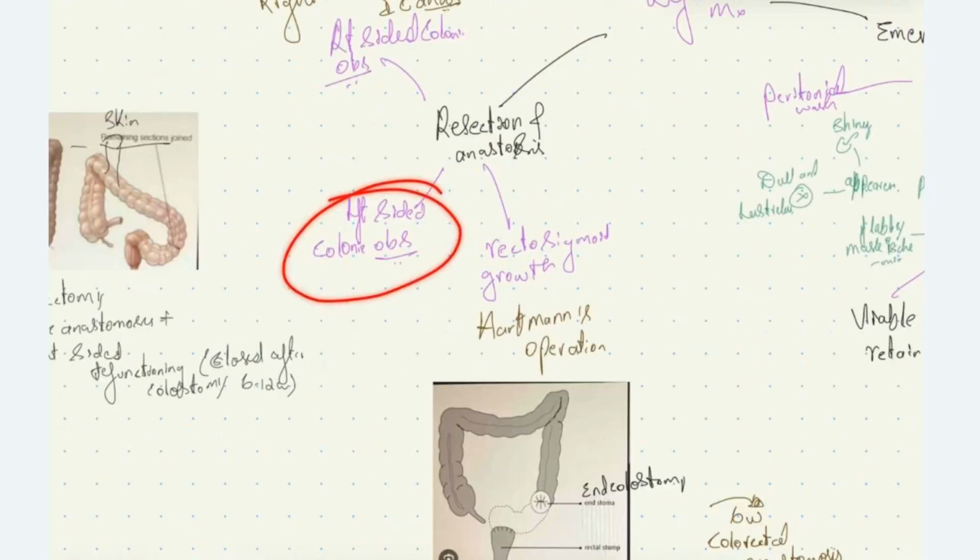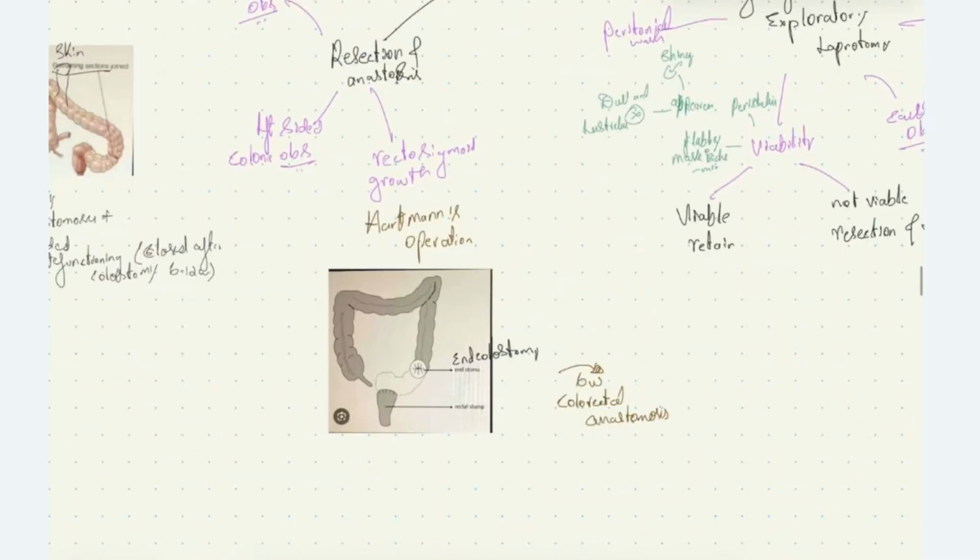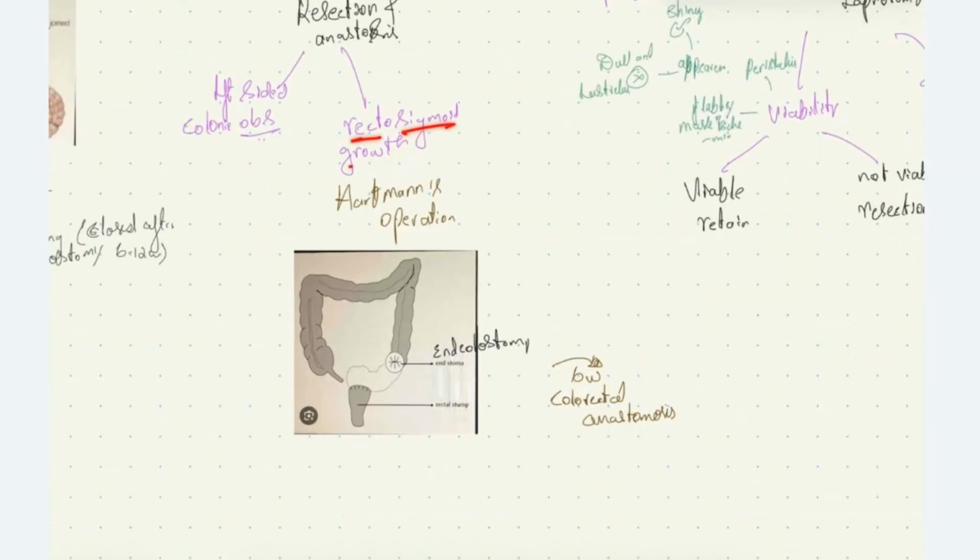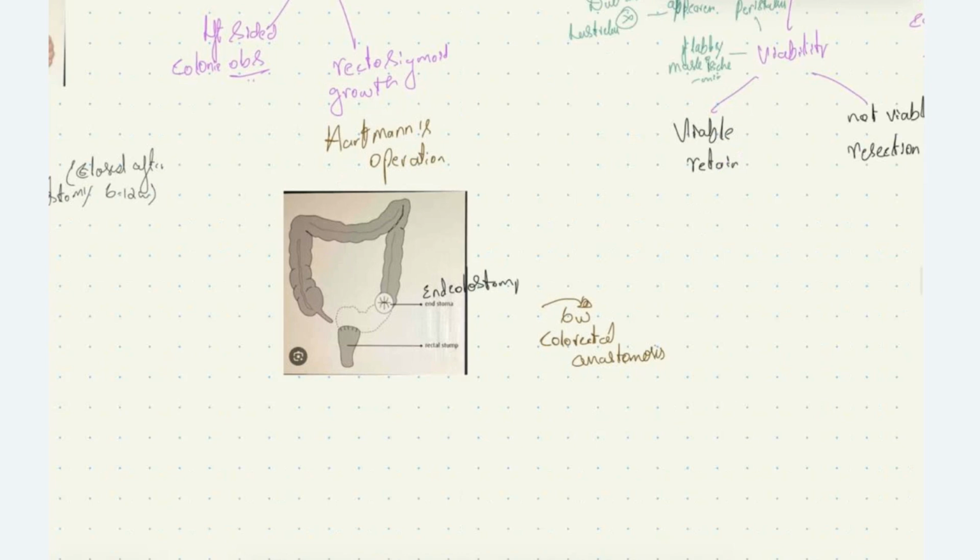Then in case of left-sided colonic obstruction, if the obstruction is at the rectosigmoid, due to rectosigmoid growth, we'll remove the involved rectosigmoid part, and then we'll perform closure of the distal stump and end colostomy of the proximal stump. This is called Hartmann's operation. After 6 weeks of performing this end colostomy, we'll do colorectal anastomosis.